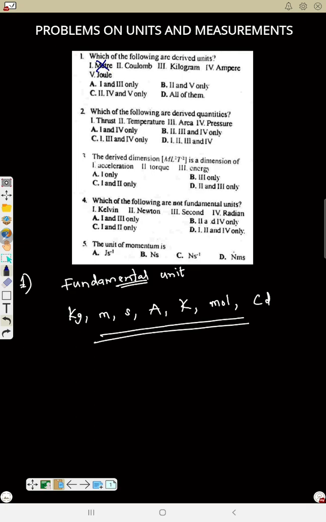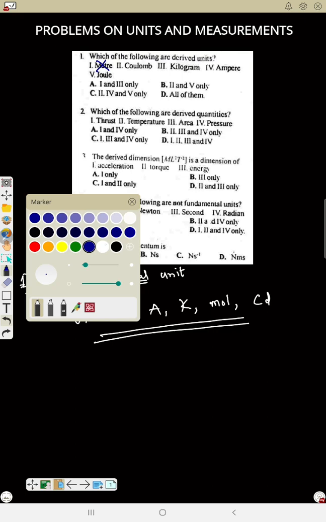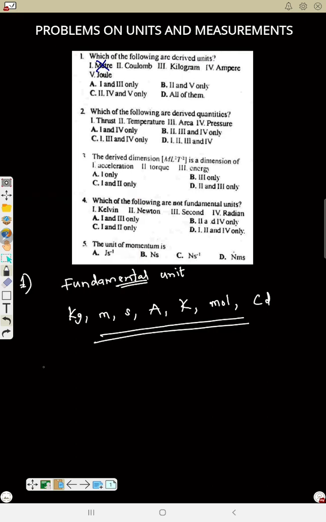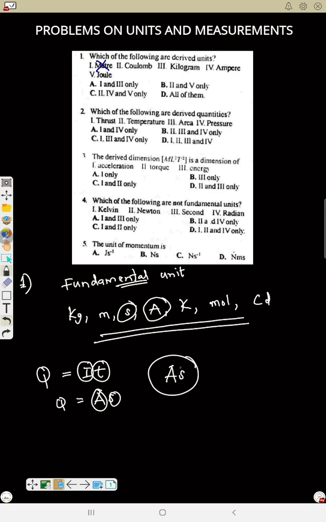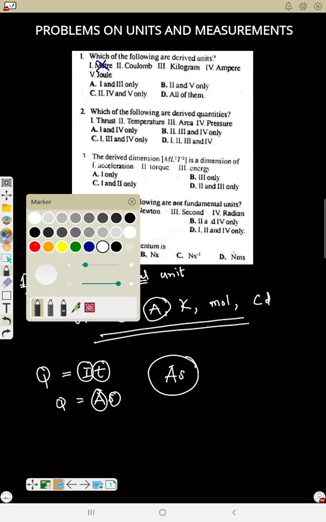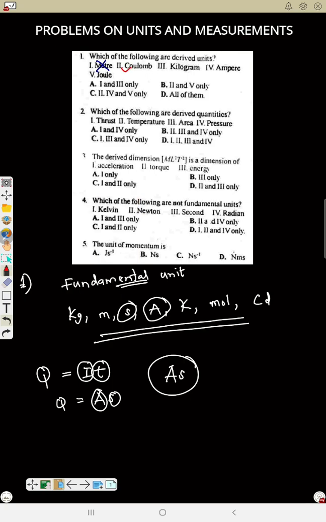Now the second one is coulomb. Coulomb is the unit for charge, and Q is equal to IT. So Q, coulomb, is equal to current times time. I is current, T is time. A is amps, S is second. Do you see we have combined A and S? We have combined amps and seconds. So by combining the units, it is a derived unit. That means the second one is a derived unit.